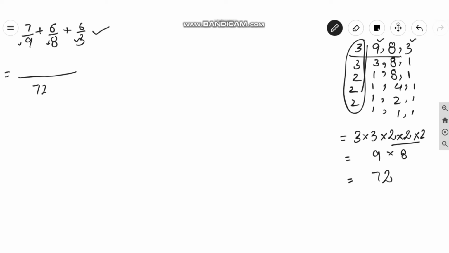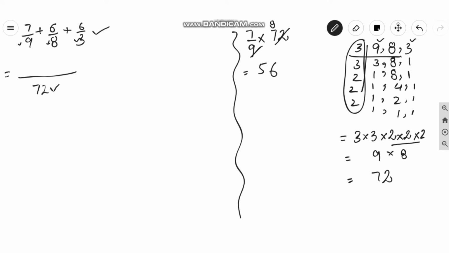Write the number 72. Now just take the first fraction, that is 7 by 9, and multiply it with the number written here. The number is 72. 9 8s are 72 and 7 8s are 56. So just write the number 56 here.